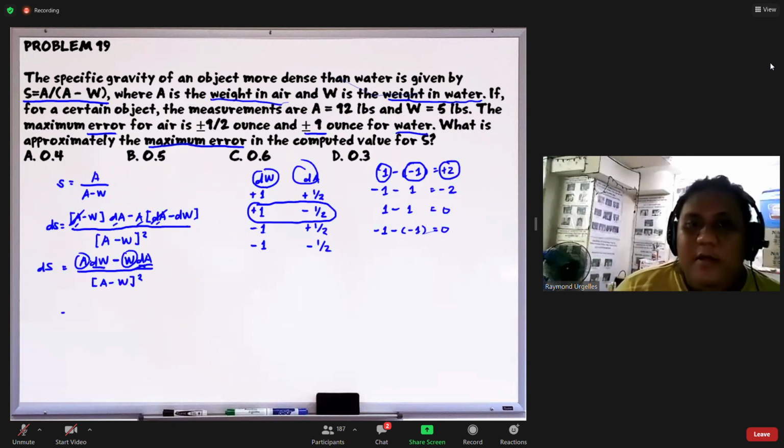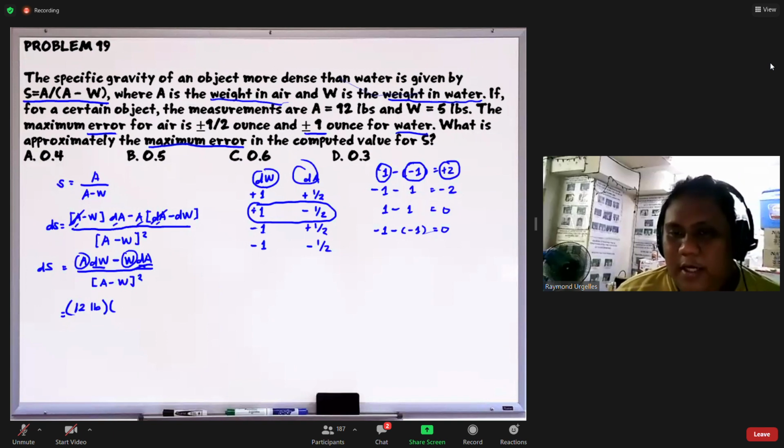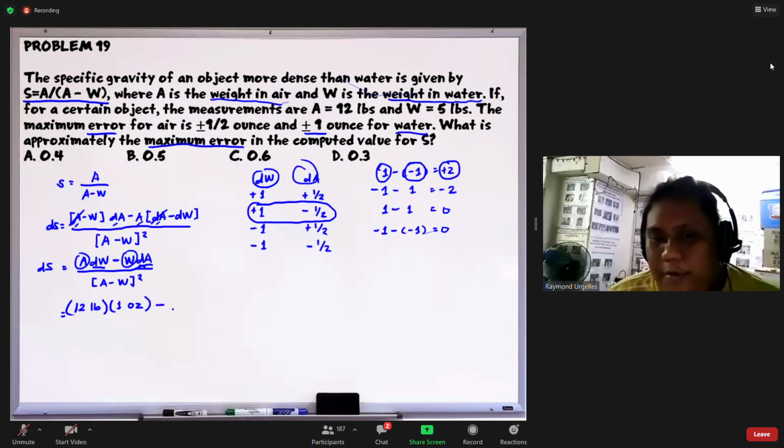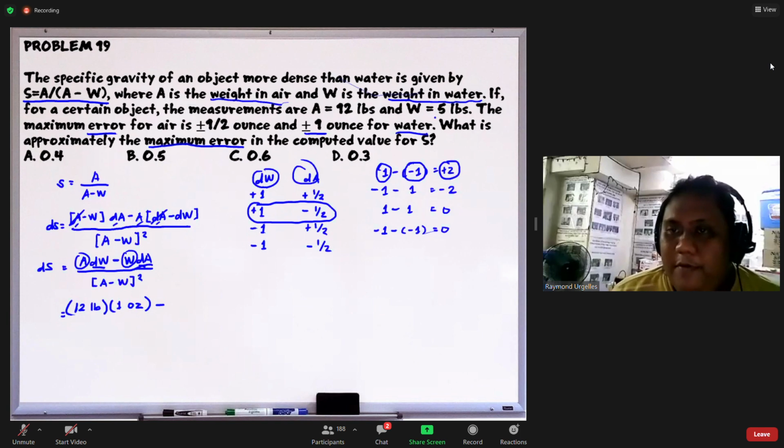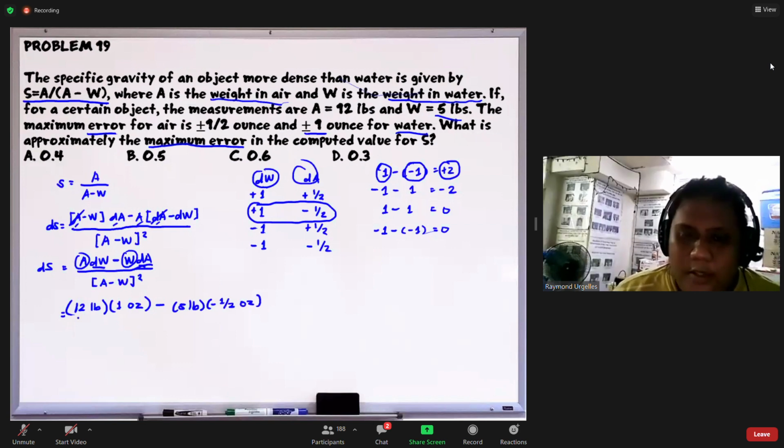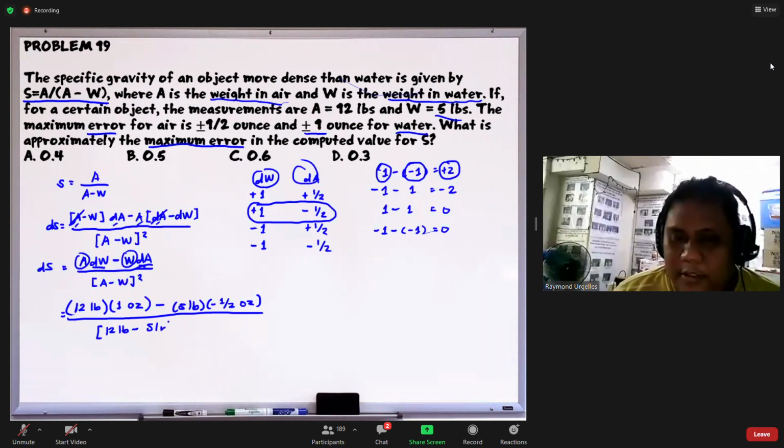So tama. No? So again, ano yung A natin? So A is 12 pounds. So this is 12 pounds multiplied by dW. So ang dW na gagamitin natin is positive 1. So again, this is in ounce, no? So the minus, okay, so we have W. So yung W natin dito ay 5 pounds. So we have 5. So then yung dA naman na gagamitin natin is negative 1/2. So this is negative 1/2 ounce. Okay? So then this is divided by, so we have A is 12 pounds, W is 5 pounds. So this quantity is squared.